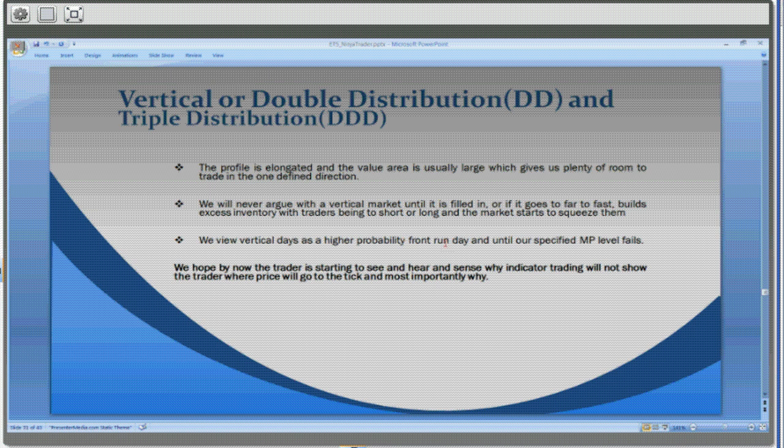We also view vertical days as a high probability front run day. Anyone need to know what front running is? I can tell you if not.